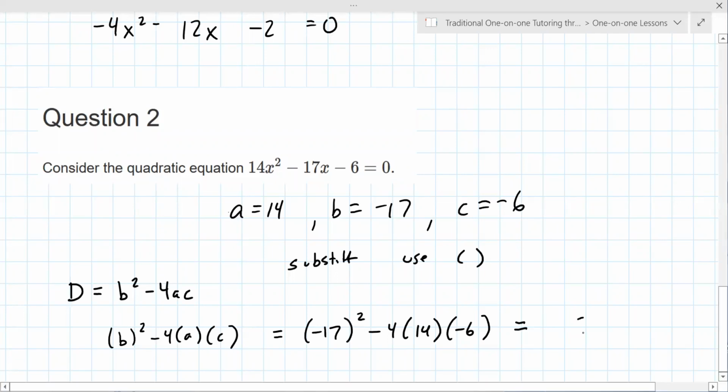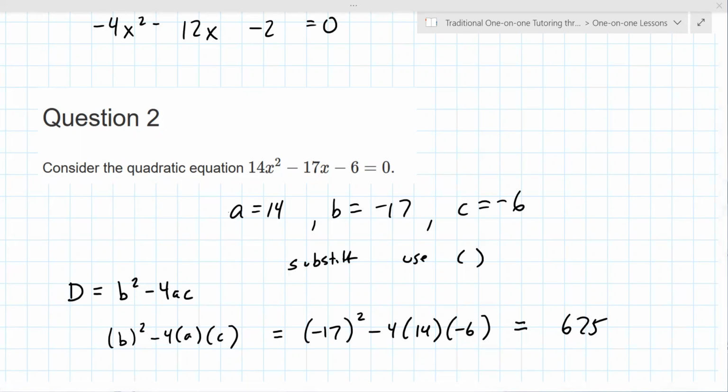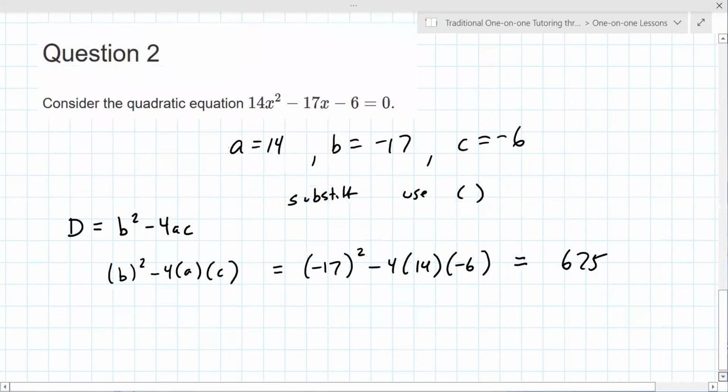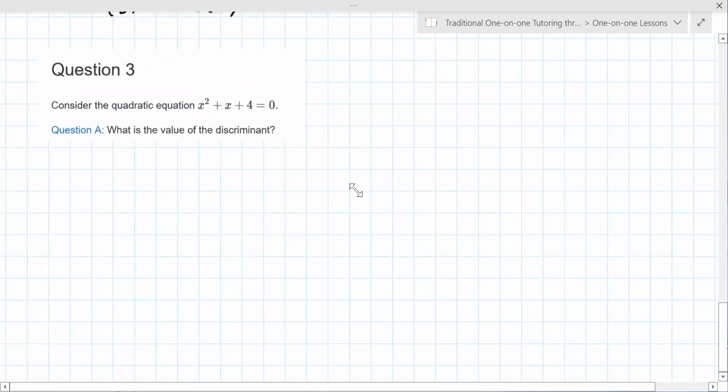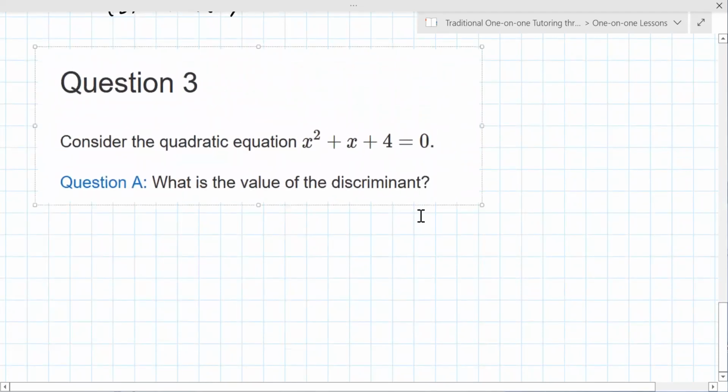Perfect. Yeah, very good. All right, so let's do it again for another problem here, and then we'll talk about what the discriminant means. All right, so here is a new problem, and it says, what is the value of the discriminant? Can you tell me the value of A, B, and C in this problem that's written in standard form?